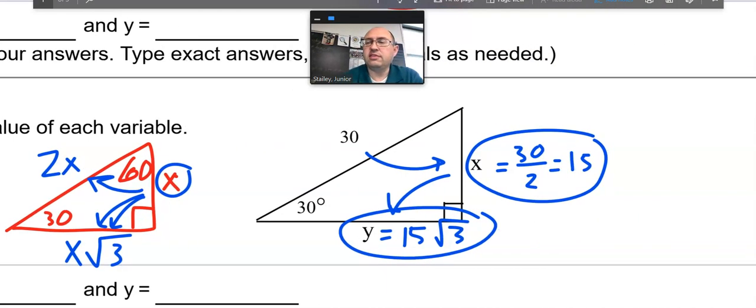So let's take a look at this example right here. We're starting with the hypotenuse. Now, we said that the short leg is half of that, so we really will cut it in half, divide by 2. And then once we know that value is 15, we will multiply by radical 3 to get the long leg. So 15 radical 3. Simple, done, not terribly challenging. At least not these.